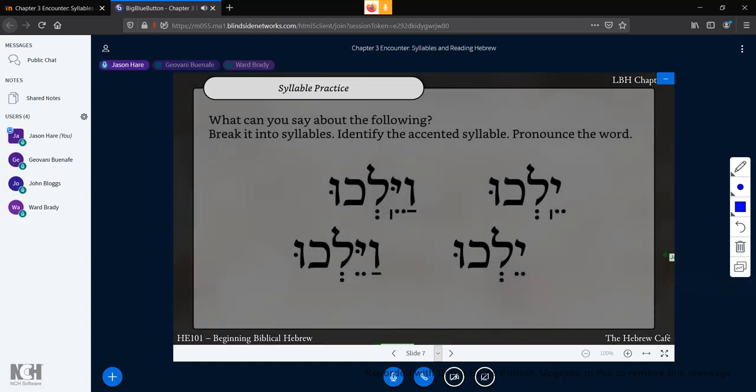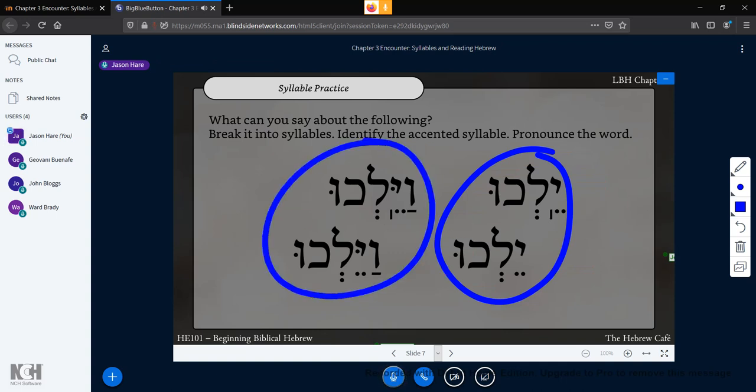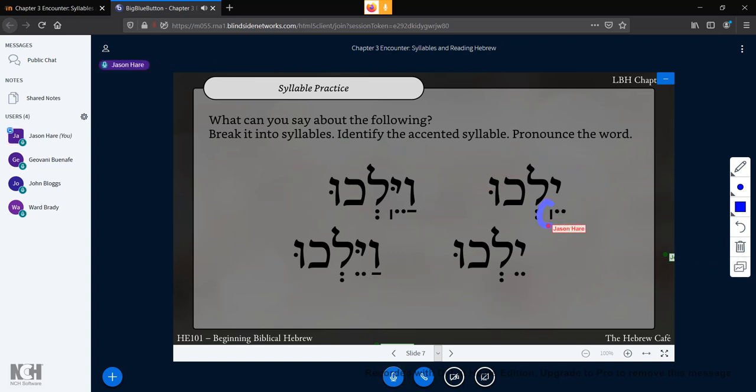Presentation is open, and we are back to Giovanni. We have here a couple of ways to represent the same thing. The only difference is the presence of meteg. Meteg is a little indicator that it's like putting a bar right there, saying that this syllable is open. It's open. It's long. Okay?